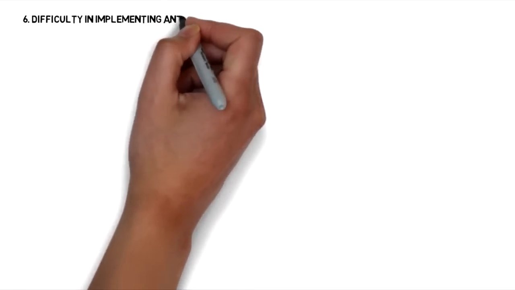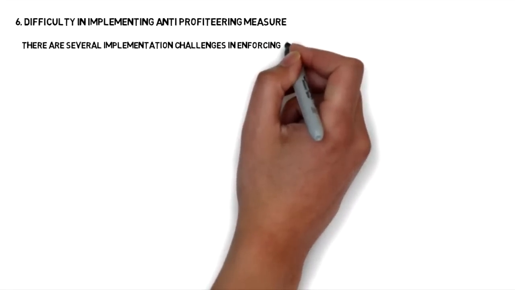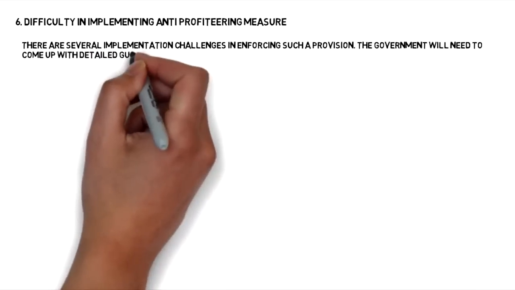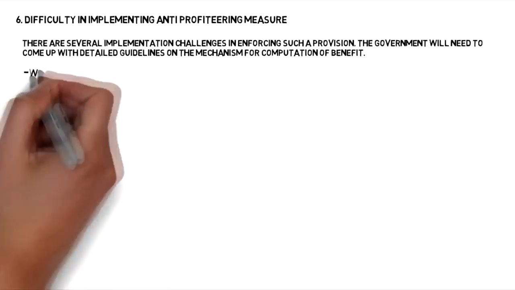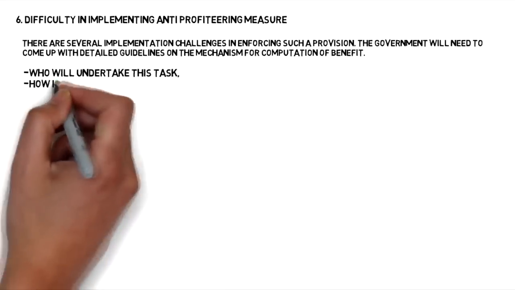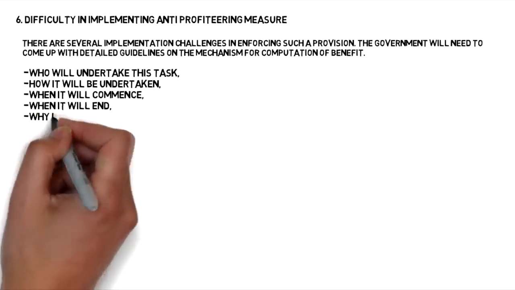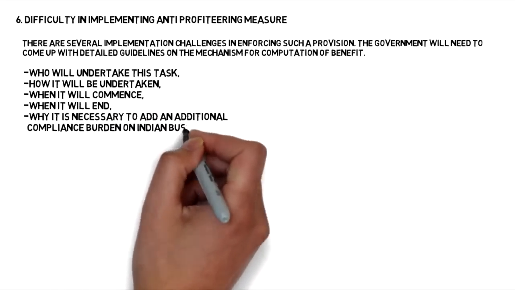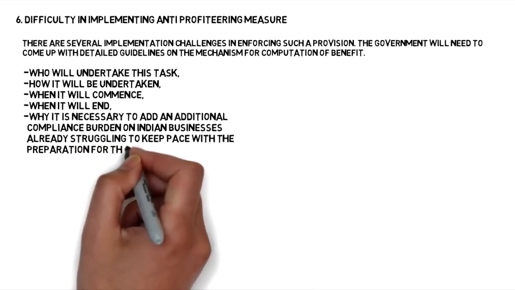Difficulty in implementing anti-profiteering measure. There are several implementation challenges in enforcing such a provision. The government will need to come up with detailed guidelines on the mechanism for computation of benefit, like who will undertake this task, how it will be undertaken, when it will commence, when it will end, and why it is necessary to add an additional compliance burden on Indian businesses already struggling to keep pace with the preparation for the introduction of GST.